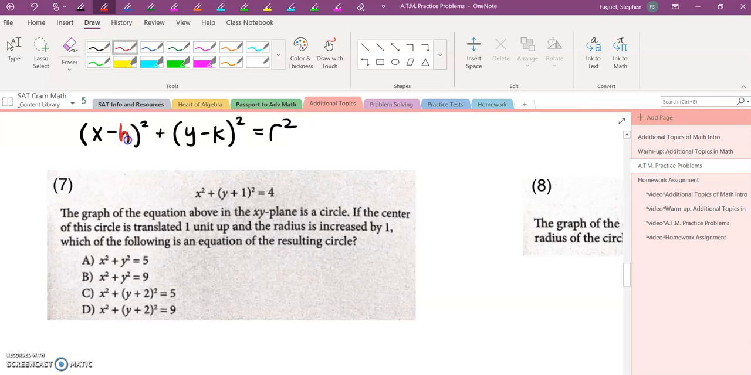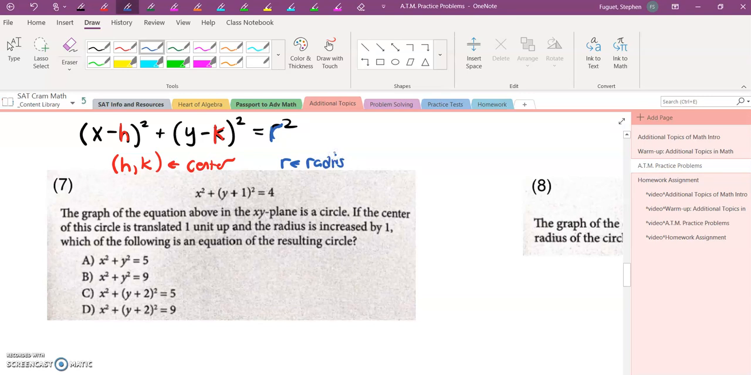Here are the important things to take away from this. The h and the k are going to tell me what my center is. Notice I did not include the minus, all right? That's important to note. And then the r right here, not the square, that's going to be my radius. That's going to be important as we move down to this question.